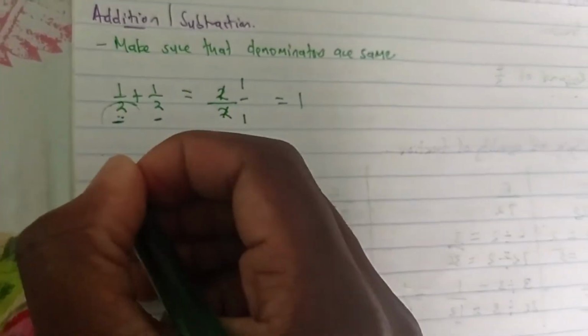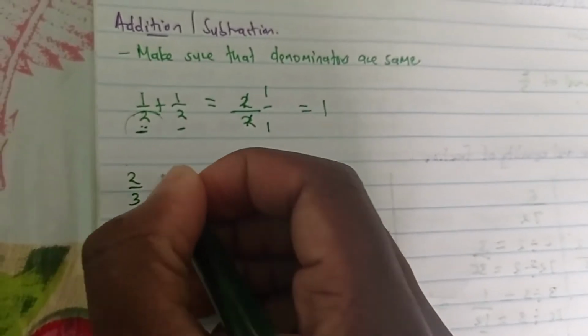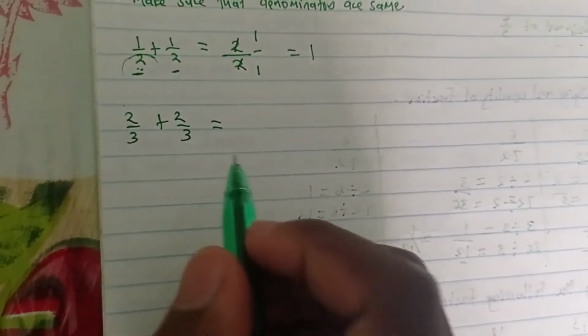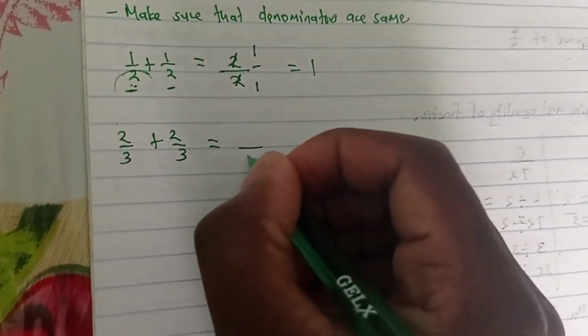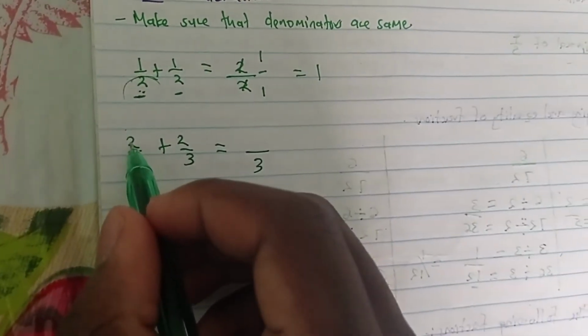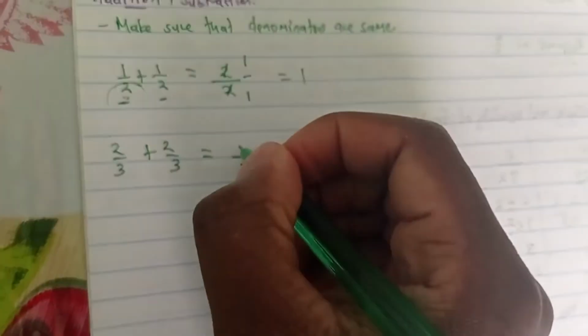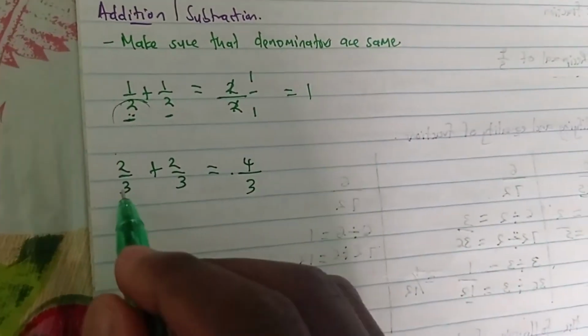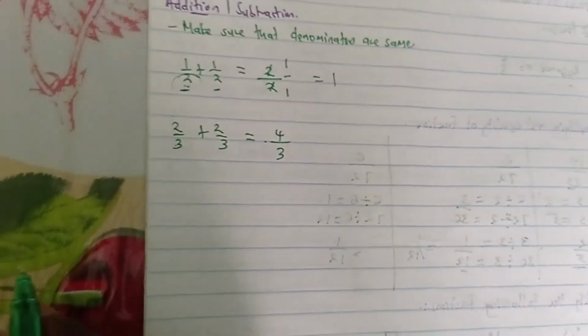Another example, 2 over 3 plus 2 over 3. The denominators are already the same. So here it's 3. Then you add 2 plus 2. It becomes 4 over 3. 4 over 3 is the answer of 2 over 3 plus 2 over 3.